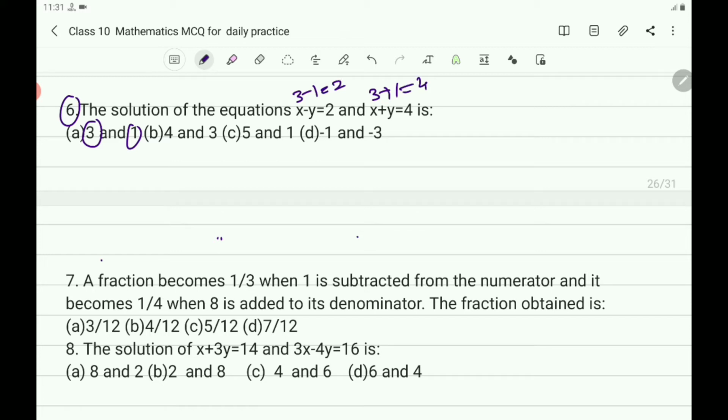So first, 3 and 1 holds good. If the first option holds, the others will not hold definitely. So the first one will be the answer. Here directly you will get 3 minus 1 equals 2, 3 plus 1 equals 4. So the answer is option A. No need of trying for the others. You got the answer, option A.